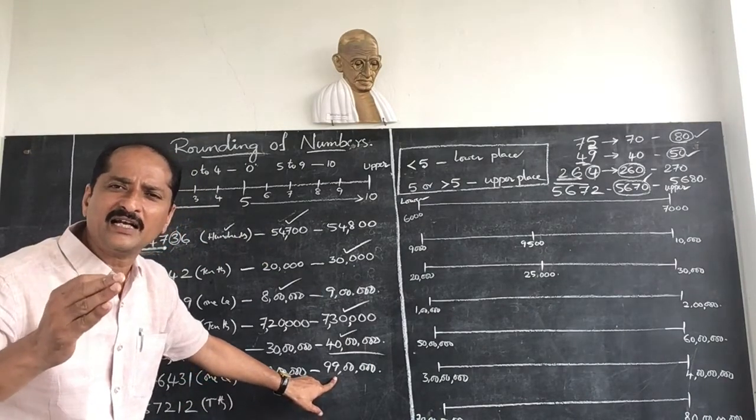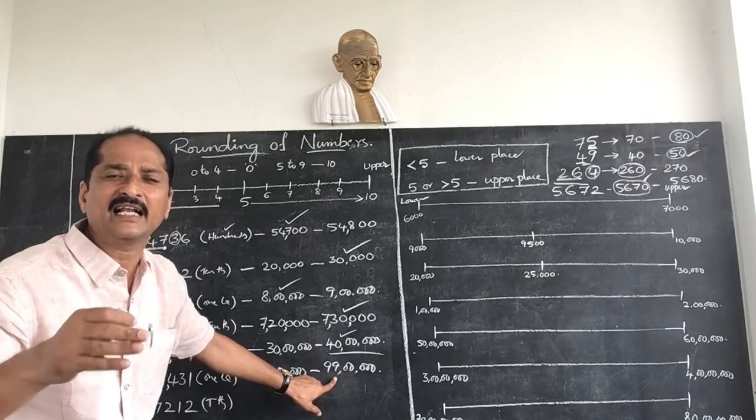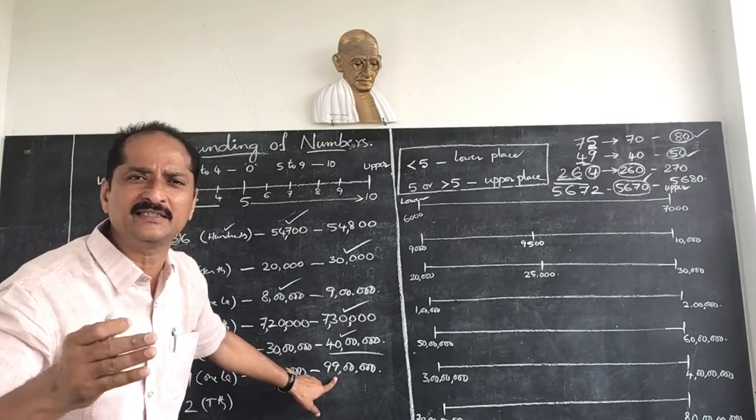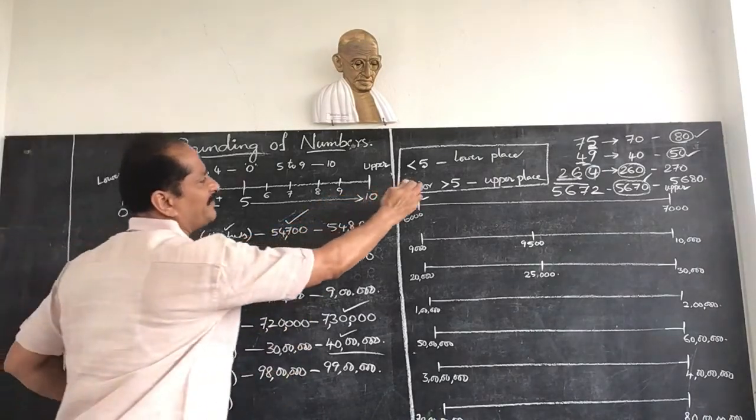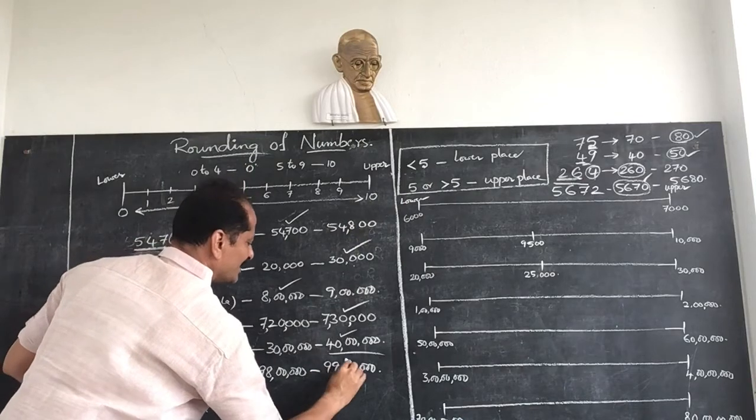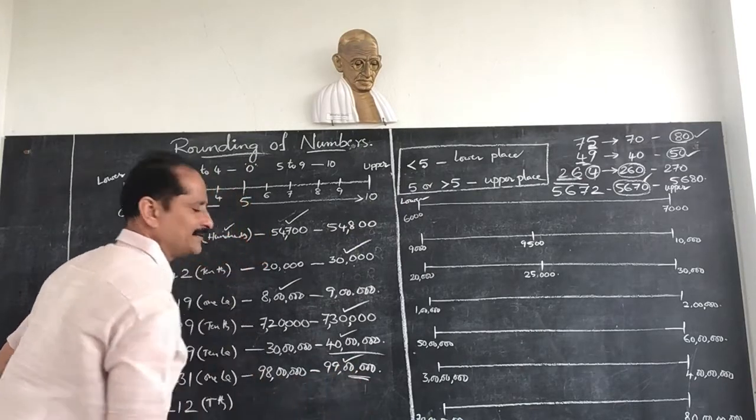1 lakh round off cheyalante we should see next lower than 1 lakh's place. Next lower than 1 lakh's place is 10,000's place. Digit in 10,000's place is 7. 7 is more than 5. So upper one. So 99 lakhs round off cheyalante.